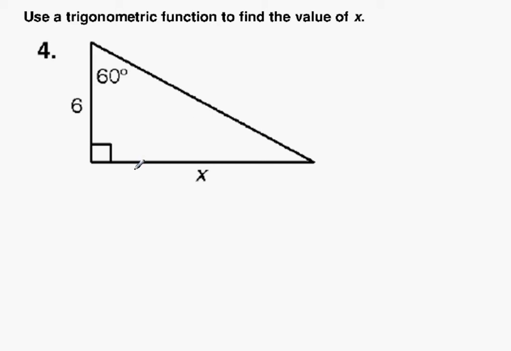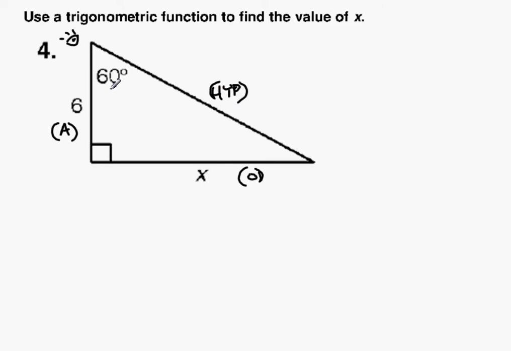All right, number 4, use the trig function to find the value of x. So when you're doing this, you're looking at three things. You're looking at the angle, and the first thing I would do is, looking at the triangle from this angle's perspective, identify the parts. So this is opposite. This side's going to be adjacent, and this side's the hypotenuse.